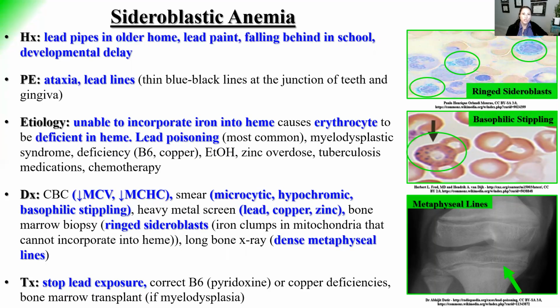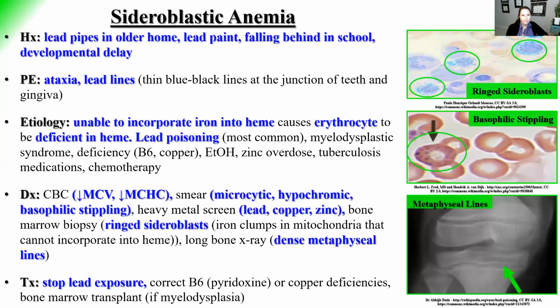This causes neurological dysfunction with chronic exposure to lead. Ataxia, again, there are neurological deficiencies in sideroblastic anemia because of the lead. Lead lines, if you look at their gums, they have this kind of thin black-blue line at the junction of the teeth and the gingiva. So that's lead lines you may see on the physical exam.